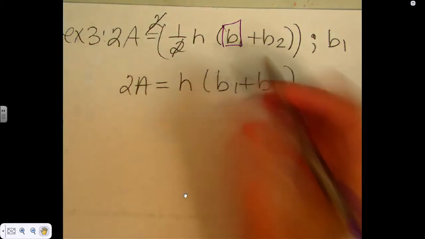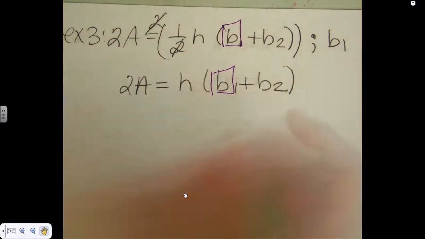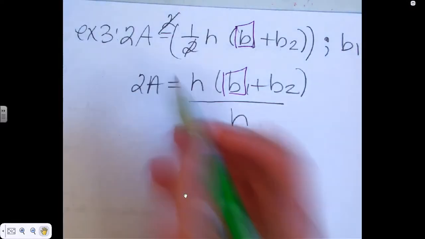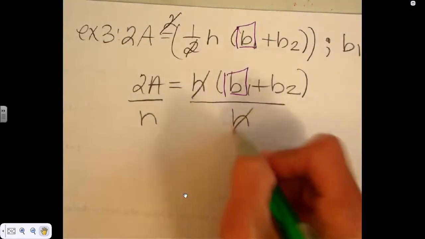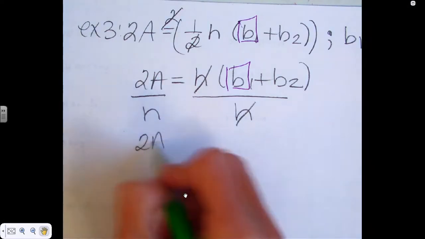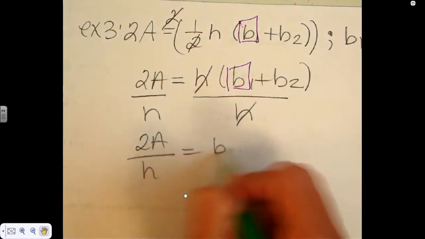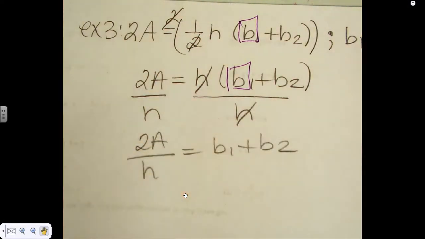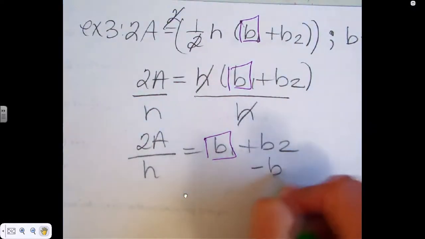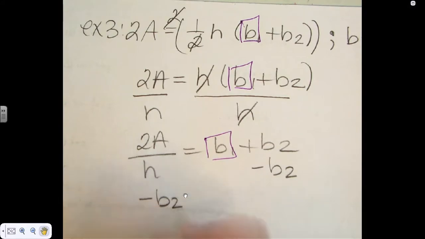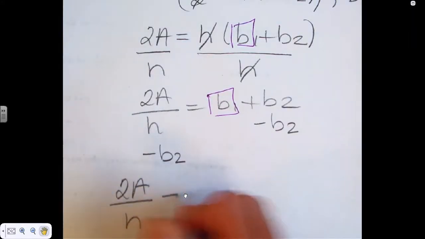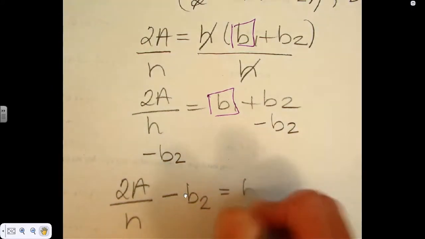Again, I'm still solving for base 1, so I need to divide by h. So when I divide both sides by h, that's what I'm left with. I'm still not where I want to be. I want base 1. So now I'm going to get rid of base 2 by subtracting. So I have 2a over h minus base 2 is equal to base 1.